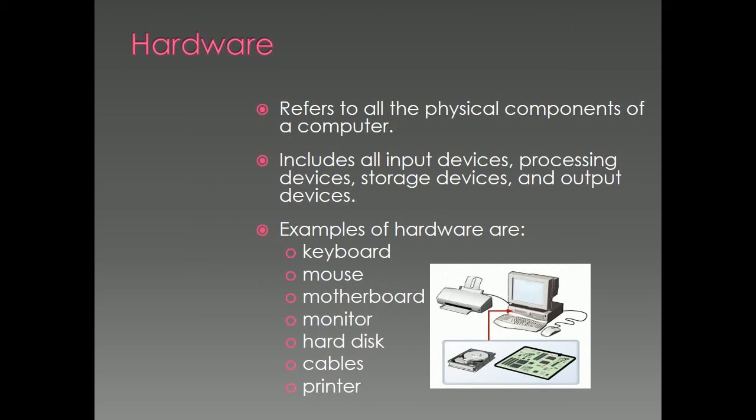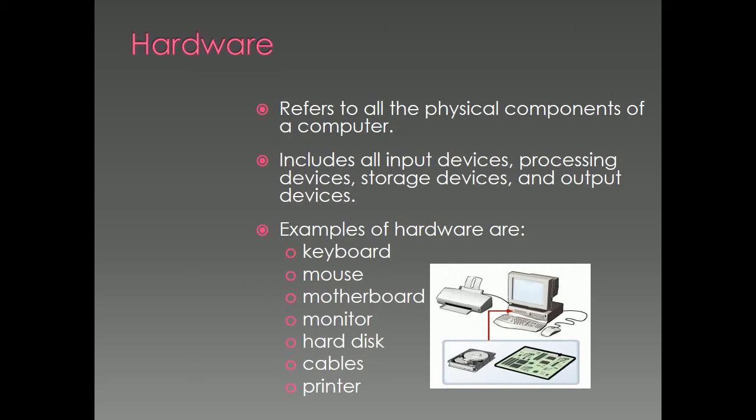Hardware refers to all the physical components of a computer. It includes all input devices, processing devices, storage devices, and output devices. The keyboard, mouse, motherboard, monitor, hard disk, cables, and printer are all examples of hardware. Computers also need input and output devices to perform tasks. You use a keyboard and a mouse to provide input and to select and run programs.